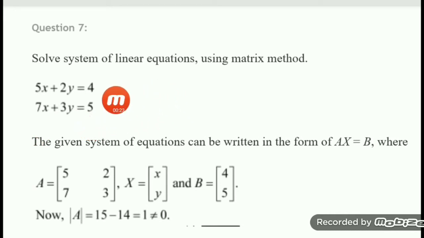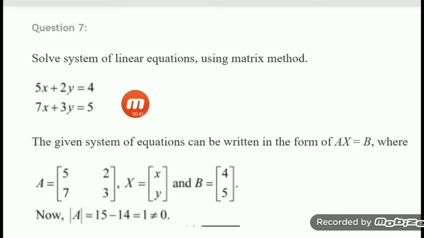First, you see this is a system of equations, and you have two variables. Since we have two variables, we will first try to convert it into matrix form. So how to convert it into matrix form? In my last video I had told you.